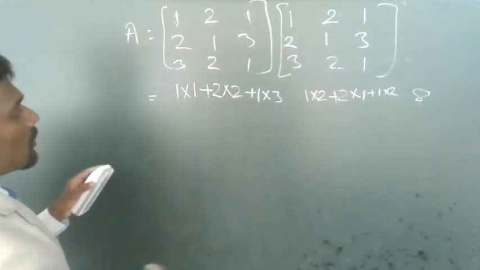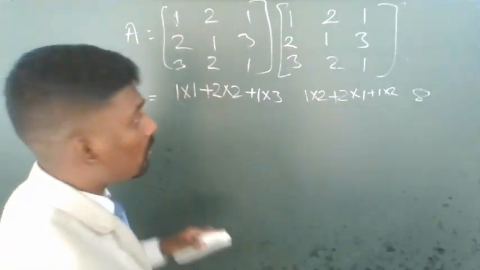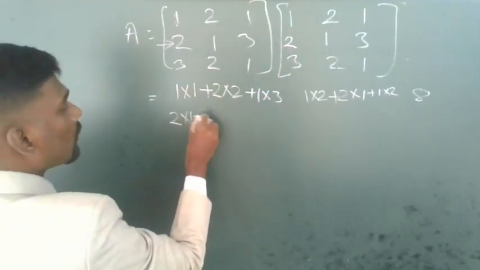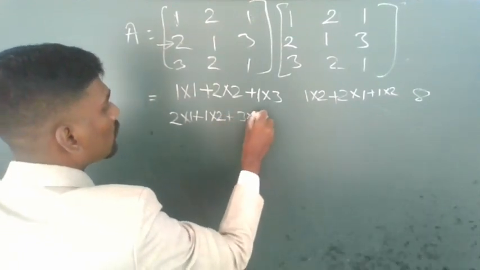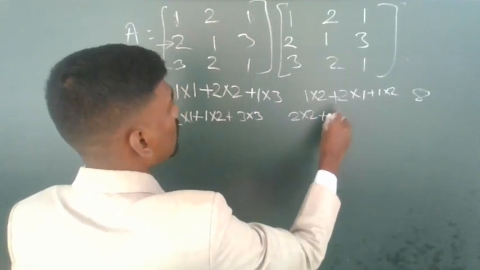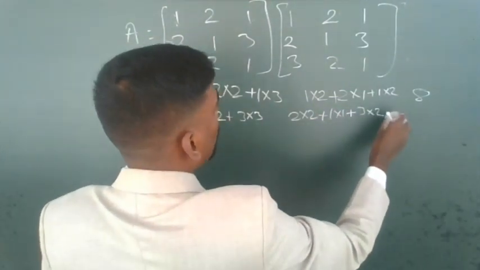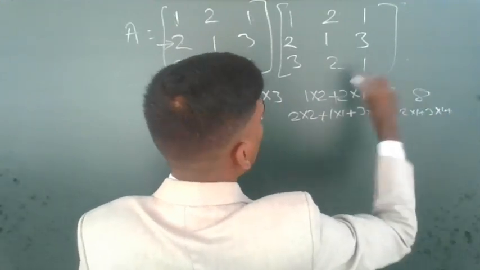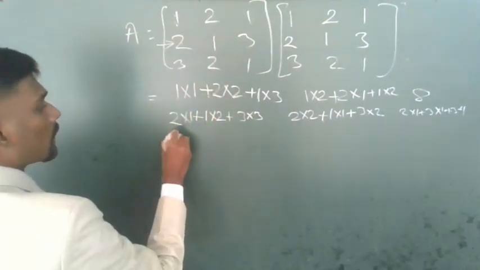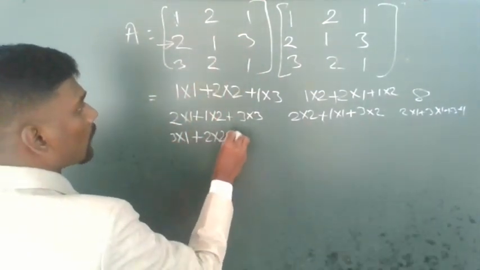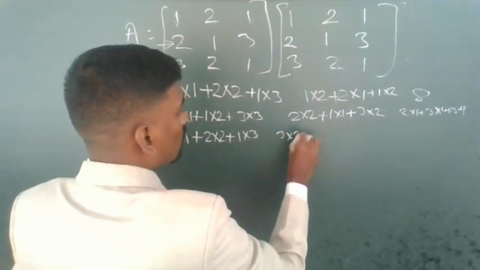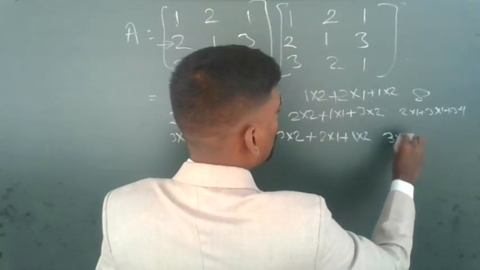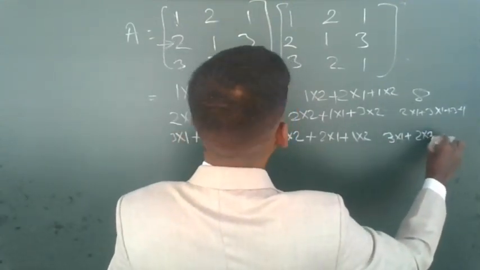Now if you try to substitute this, what is the answer? I'll just try to do the second row also, then you'll understand. Now taking the second row into this: 2 into 1 plus 1 into 2 plus 3 into 3. Next 2 into 2 plus 1 into 1 plus 3 into 2. Next 2 into 1 plus 1 into 3 plus 3 into 1. Next taking the third row: 3 into 1 plus 2 into 2 plus 1 into 3. Next 3 into 2 plus 2 into 1 plus 1 into 2. Next 3 into 1 plus 2 into 3 plus 1 into 3.